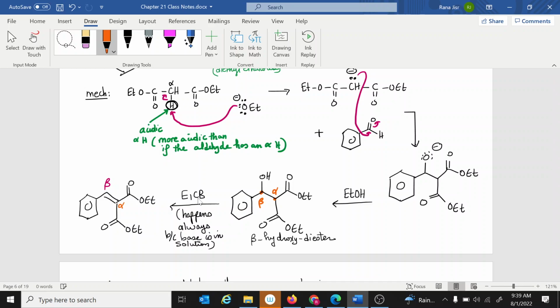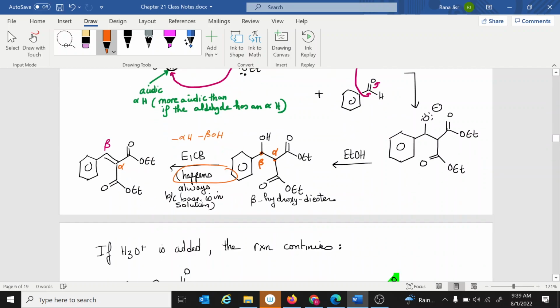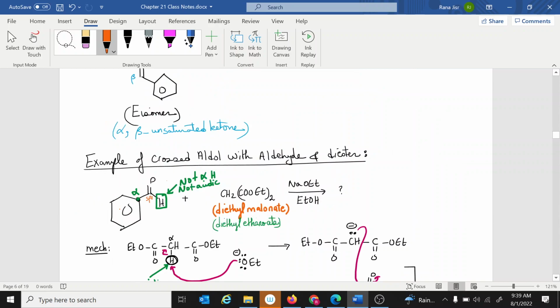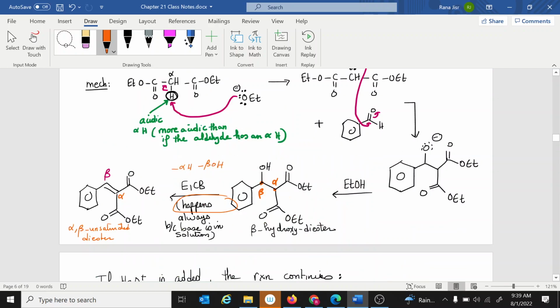In this case, you're going to take the alpha hydrogen. We're going to take out the beta OH. This means that you're taking out water, and your product is going to be the alpha beta unsaturated. Here in this case, it's a diester. You're going to get the alpha beta unsaturated diester. You guys, this reaction can continue. If I use more reagents, it can continue. Now, with these reagents here, with the NaOethyl and ethanol, it's going to stop here. So this is going to be your final product, okay?